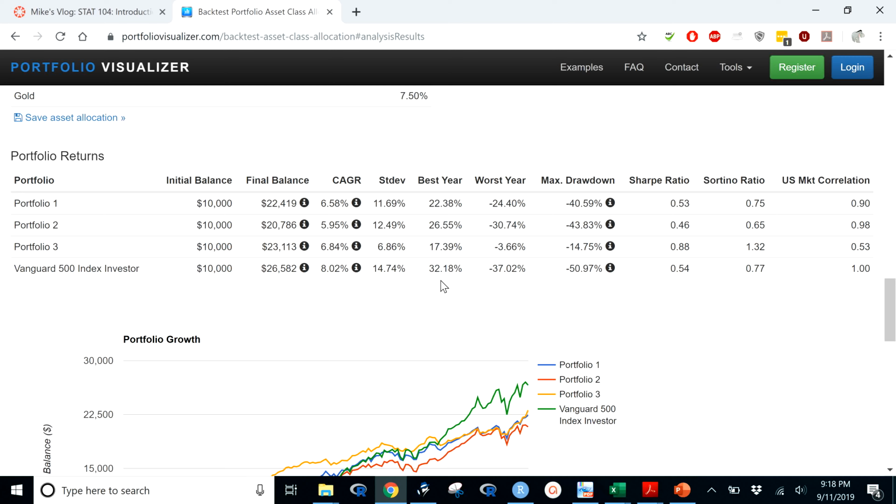You can see the best year, of course, is the S&P 500, but it also has the worst year. And then drawdown is what's the worst it got before you recovered. You can see Portfolio 3 looks pretty good. But what is this CAGR? CAGR stands for Compound Annual Growth Rate. It's what people look at when they're comparing different investment schemes.